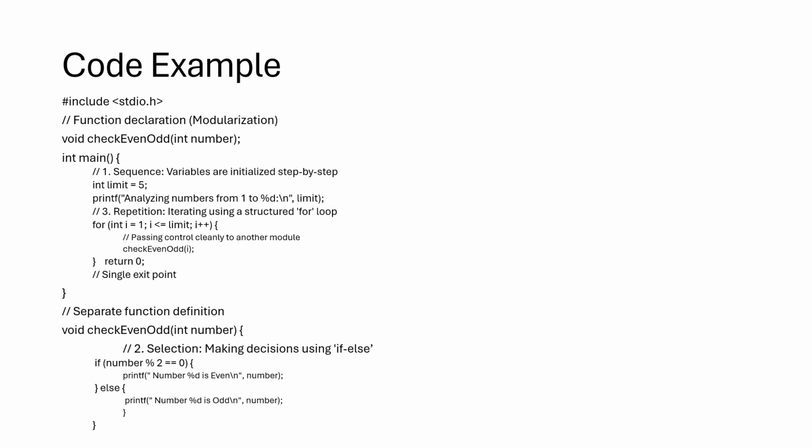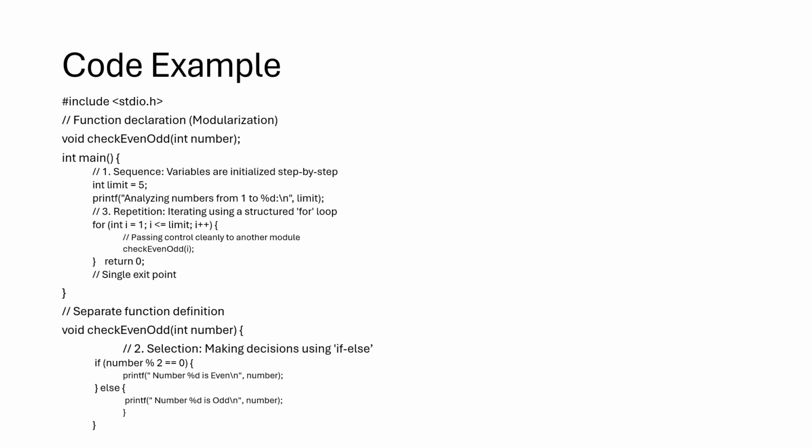And the second structure of structured programming is the selection statement, making decisions to execute the instruction. So we use the if statement. Here the condition is whether the number is divisible by 2. If the number is divisible by 2, then it produces 0. In such a case, we print that the number is even. Else, the number is odd.